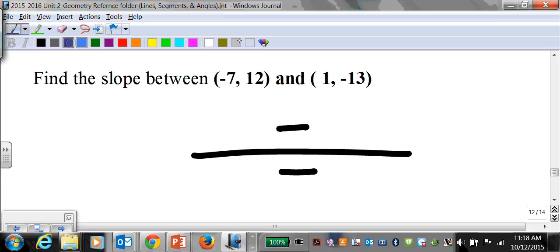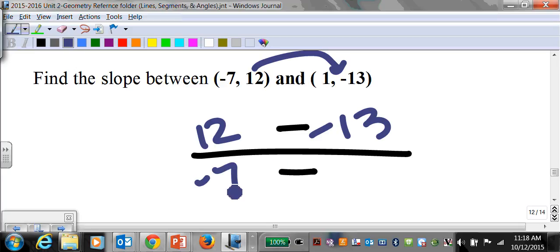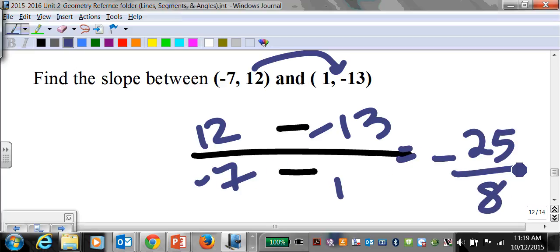Yeah. You got y minus y over x minus x. And it's negative 25 over 8. It doesn't matter where the negative is denominated. And it's negative 25. Okay.